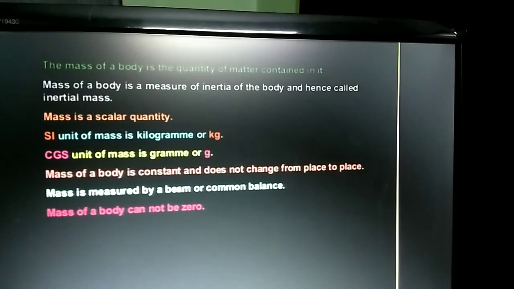Mass is a scalar quantity. Its SI unit is kg and its CGS unit is gram. Mass of a body is constant and does not change from place to place or in the presence of any other body in the vicinity. Mass is measured by a beam or common balance. Mass of a body cannot be, or is never, zero.